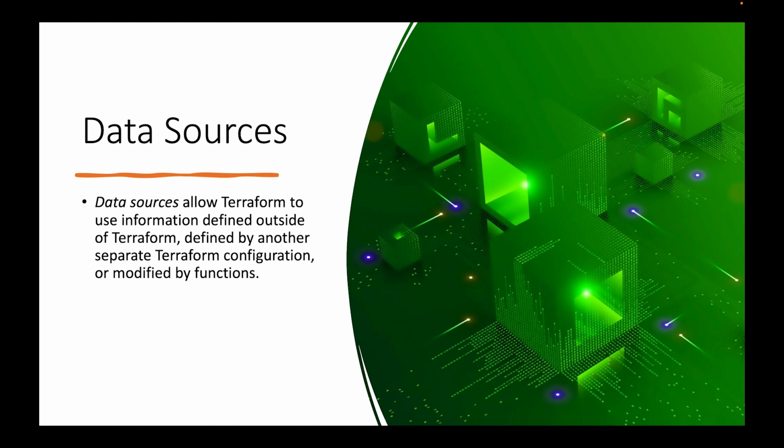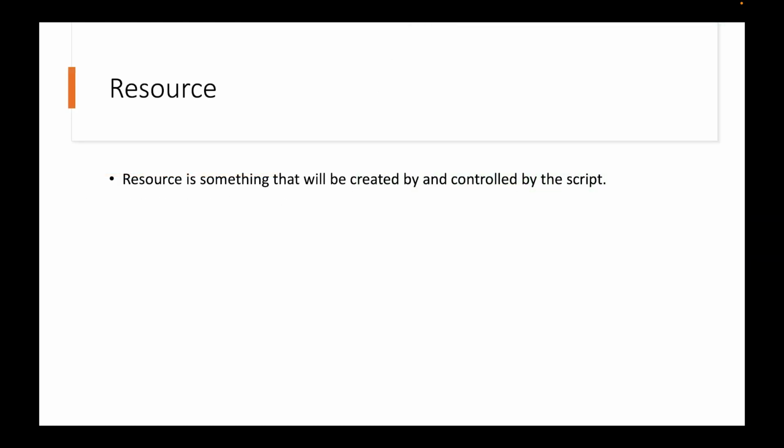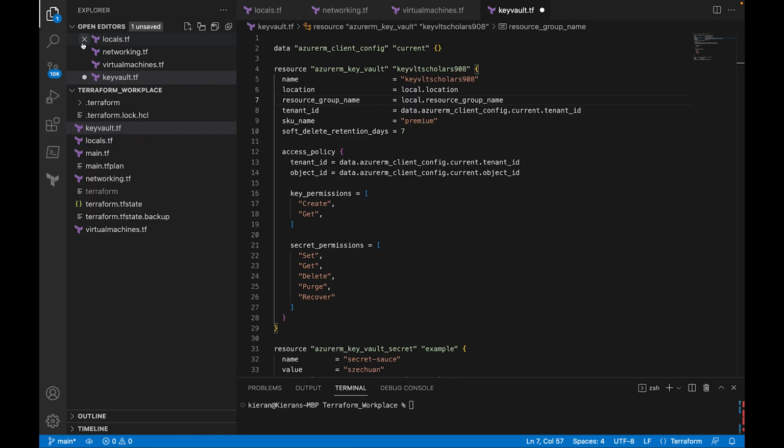So basically what we're doing is we're telling Azure, we're doing Terraform like, hey, you need to grab this information from a resource and you need to apply it to this configuration that we have here. And then you go about modifying or doing whatever you need to do within it. Now, I just said a lot, but it will make more sense as we go through the code. And then we also have resources, which is what we've been dealing with most of the time. A resource is something that will be created by and controlled by the script, with the script meaning your Terraform code.